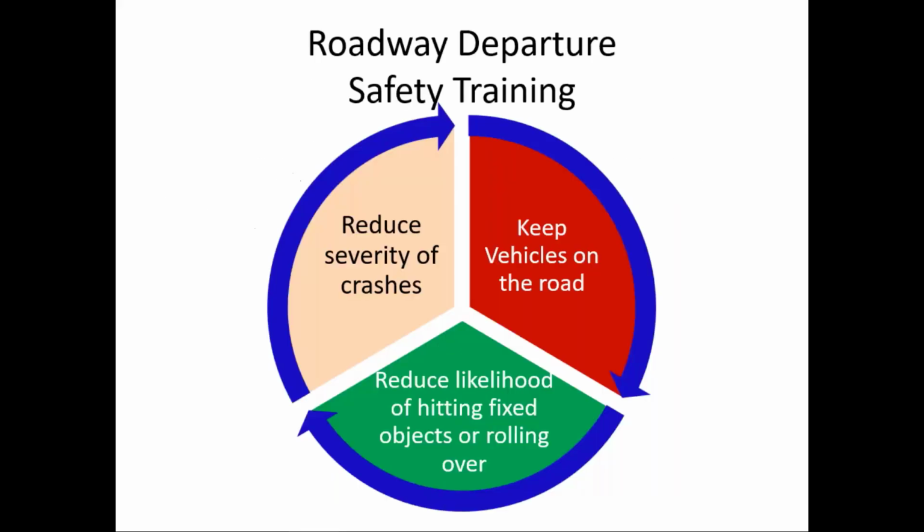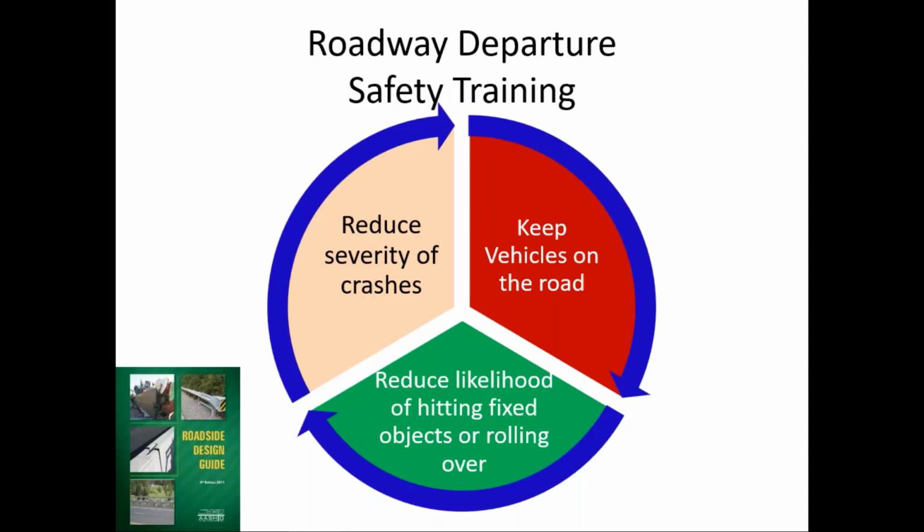And again, just for review, to give you some context of where we've been and where we are now. We spent part of the first 2 days talking about methods to keep vehicles on the roadway. We just talked for the last hour or so about how we can reduce the likelihood of hitting fixed objects or rolling over if a vehicle does leave the roadway. And now we're going to complete the circle: how can we reduce the severity of crashes?